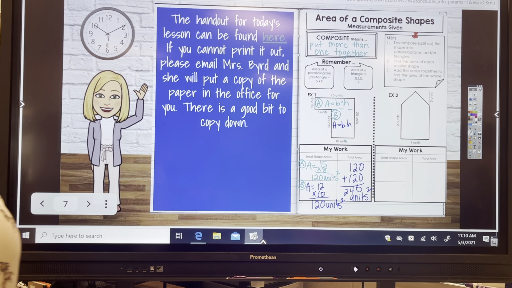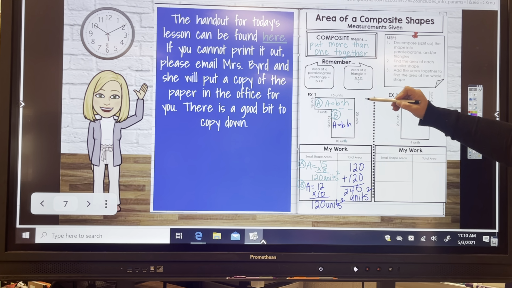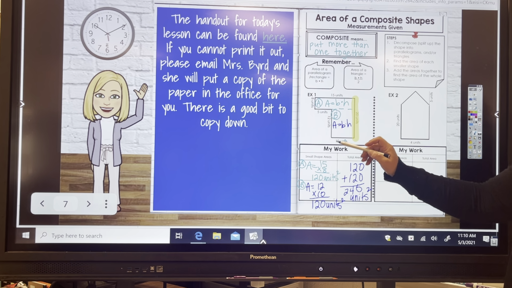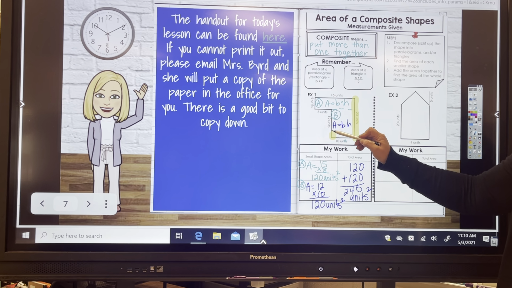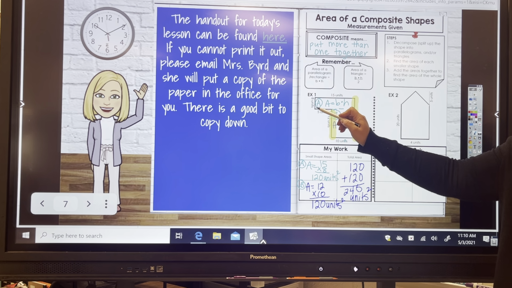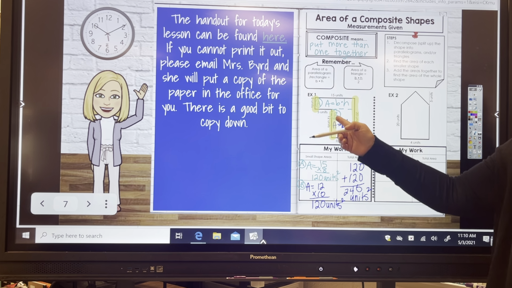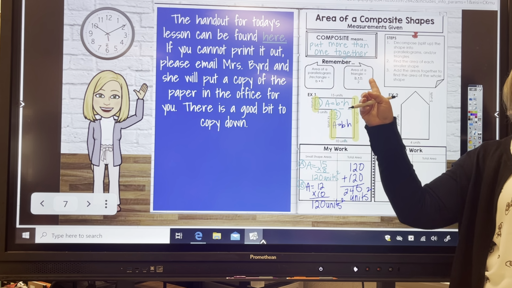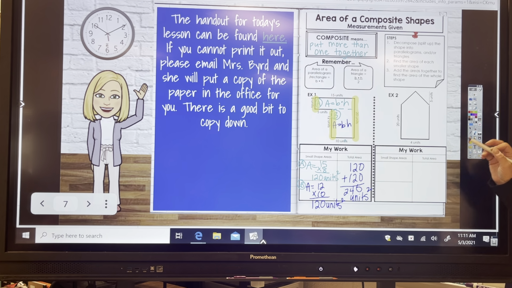All right. I want everybody to put their pencil down because I want to show you something, okay? Now, let's look here. This whole side right here is what? 20. If we look over here, it's broken up into 12 and 8. What's 12 plus 8? 20. So my two pieces equal that big long piece, all right?